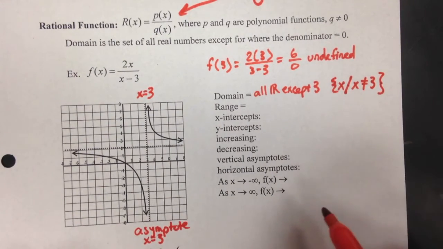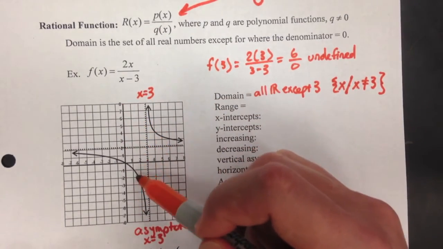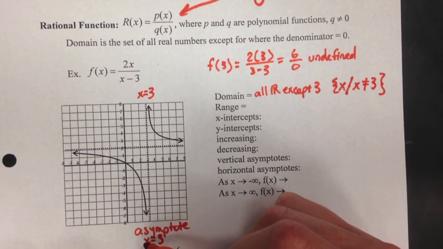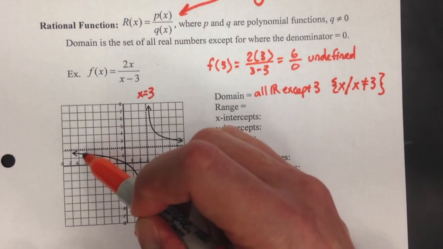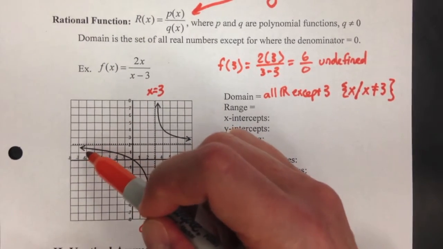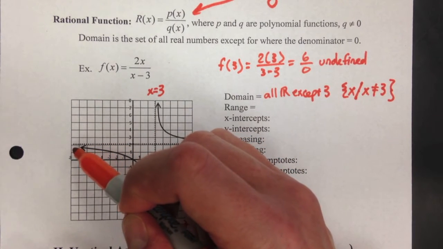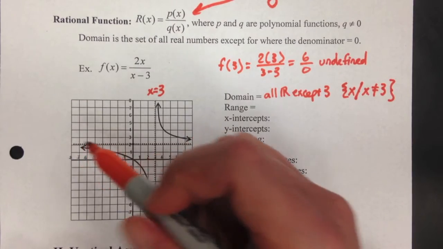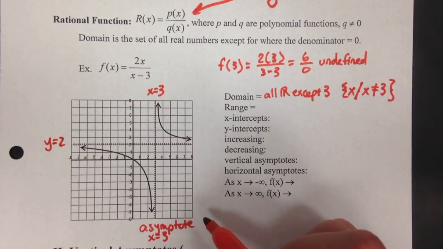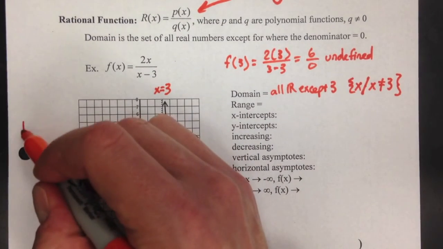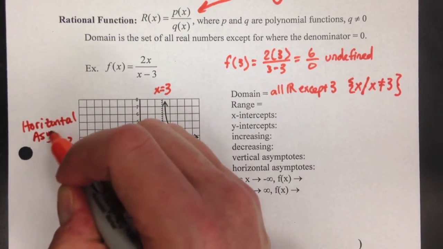Now for the range, which is the y values. It looks like our function is going down to negative infinity, and that will continue. But as it comes up this way, notice that it starts to kind of flatten out. And it looks like it's getting closer to the horizontal line. It'll keep getting closer, but it's never actually going to touch. Now that line is y equals 2. That's a horizontal line. That is what we call a horizontal asymptote.